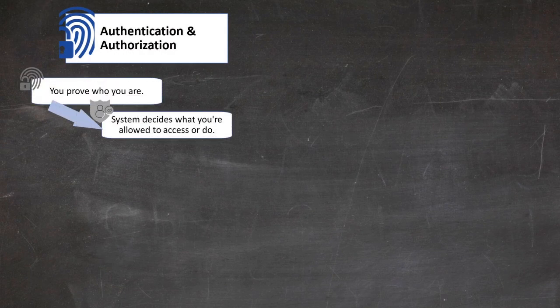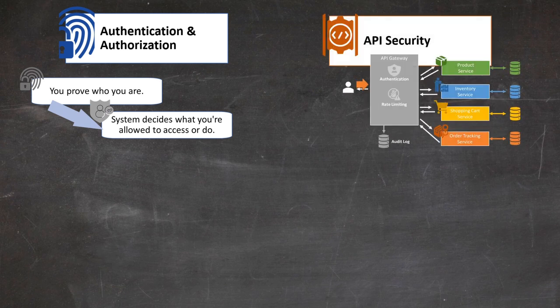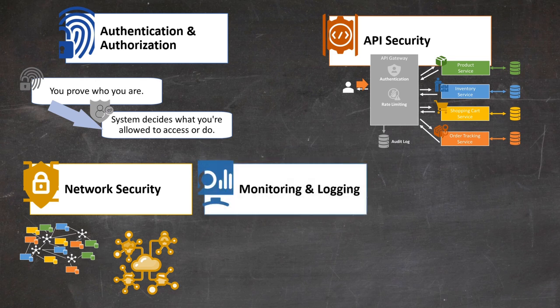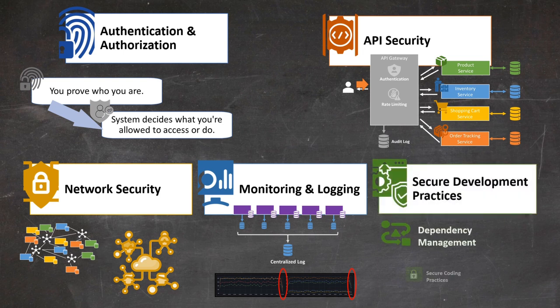As we conclude this journey through microservices security, let's recap the key points and highlight some overarching best practices. We've covered authentication and authorization, emphasizing the power of JWTs and OAuth 2.0. We explored API security, focusing on the crucial role of API gateways and input validation. We delved into network security, discussing the benefits of service meshes and network segmentation. We also highlighted the importance of centralized logging and real-time monitoring for rapid threat detection and response. Lastly, we stressed the significance of secure development practices, including rigorous dependency management and adherence to secure coding guidelines.